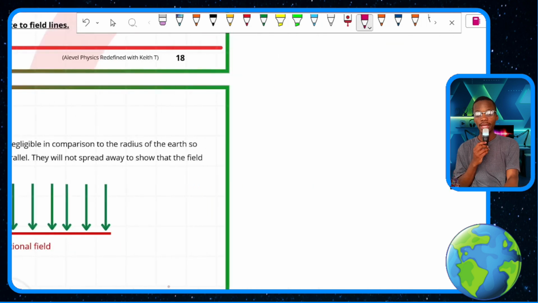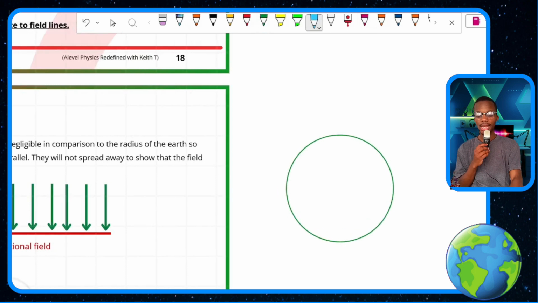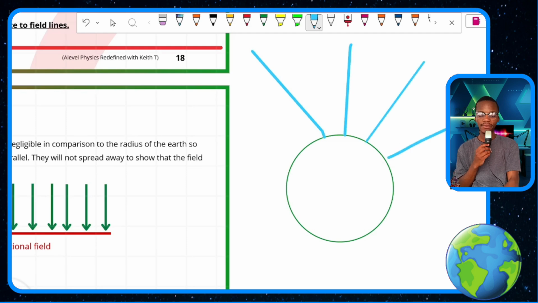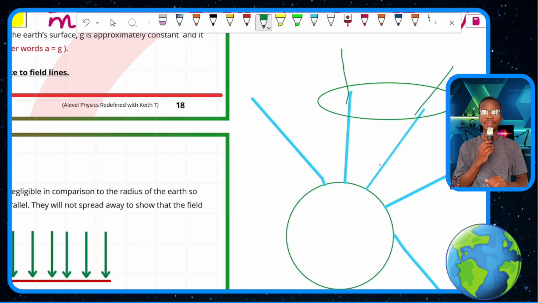What do I mean by this? If g was not constant on the Earth's surface, let's assume this is my Earth. If g was not constant, I would be supposed to see something like this. I would see my field lines getting further and further apart. You can see that these field lines are getting further and further apart. One is going this direction, one's going that direction. So that implies the field strength is not constant.